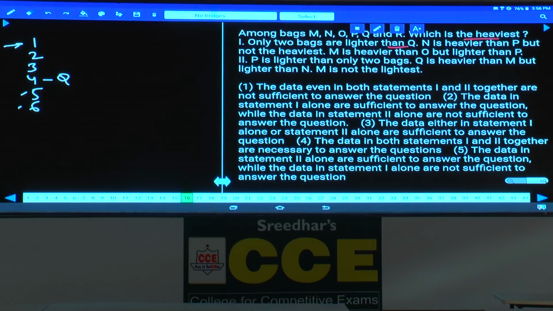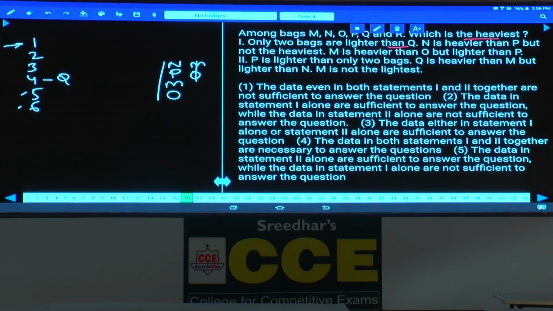N is heavier than P, but not the heaviest. But not the heaviest means N cannot be at the first place. And M is heavier than O but lighter than P. And the remaining persons must be N, P, M, O in this order.